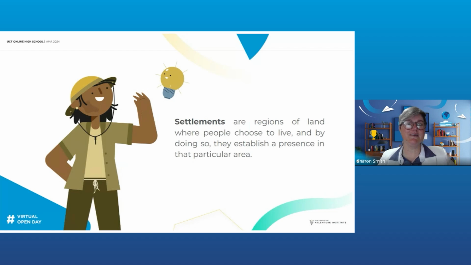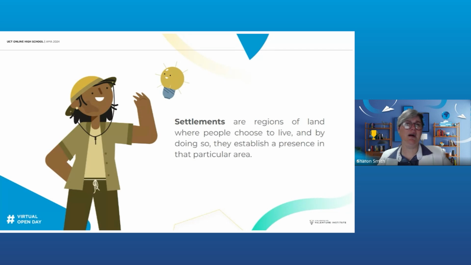Okay, so a settlement is a place where buildings are built for a specific function. So settlements are regions of land where people choose to live, and by doing so, they establish a presence in that particular area. So people interact with each other and with the environment around them on a regular basis.